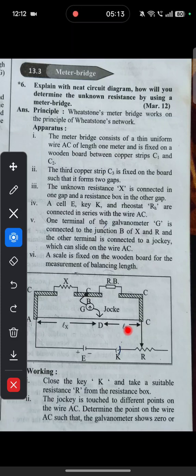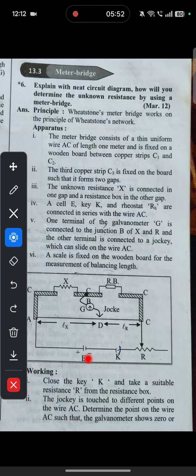After connecting the circuit, you have to note down the readings. Now how will you note down the reading? First you have to see how this bridge is balanced. How will you balance the bridge? This experiment is based on the Wheatstone network, and the Wheatstone condition is that the bridge is balanced when the ratios of resistance are equal.